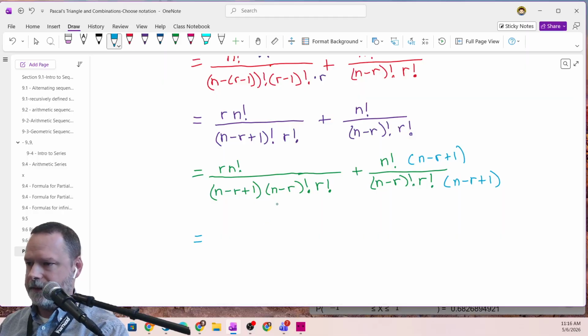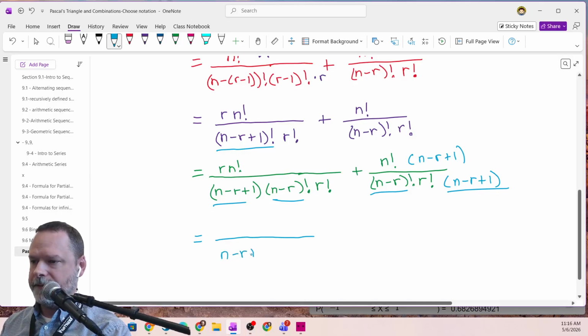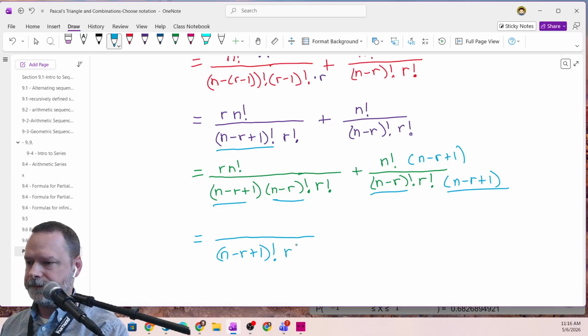So let's see here. When we combine like terms, remember I split this up into 2 factors, and so I have the same 2 factors here. But really now they're both n minus r plus 1 factorial. So my denominator now is n minus r plus 1 factorial times r factorial. And my numerator is, well, we add these up.